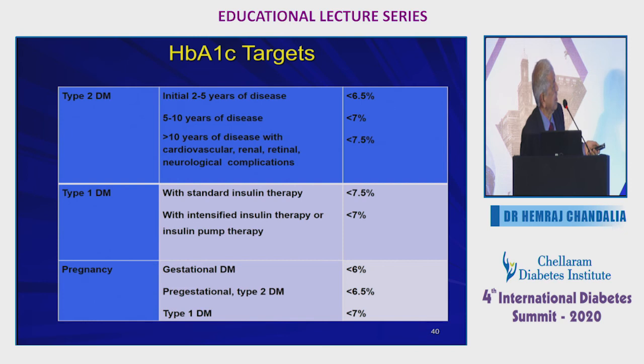And in pregnant diabetics, we have now made 3 categories of A1C goal. This has not been done by any author. You see, for gestational diabetics, your goals can be very tight.